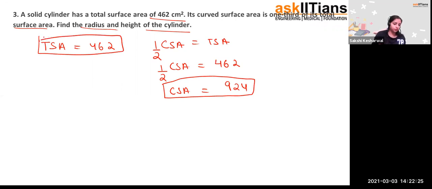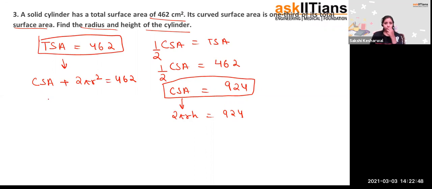So now let's do the formula. What are the formulas you have? The formulas for this is equal to what? Now, first, let's go with this. It says that 2 pi r h is equal to what? 924, right? And give a close observation. It says that TSA is equal to what, beta? CSA plus 2 times of what? Pi r square, right or not? Yes, which is equal to what? 462, right? So if you're going to place this value, oh my goodness, it's 1/3.